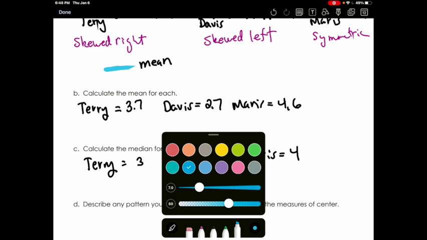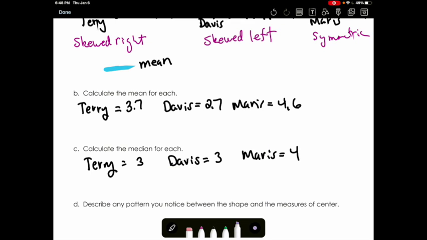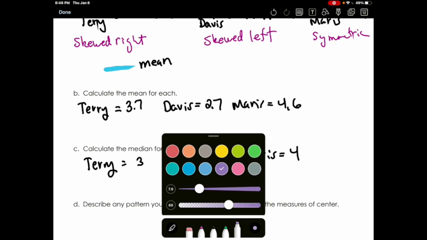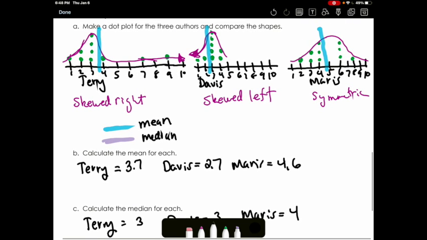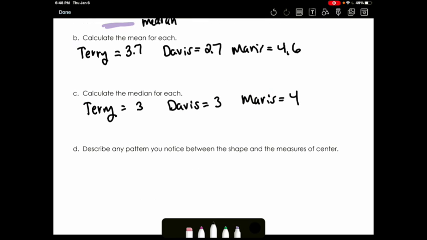Let's draw the median. Let's do, I don't know, purple, something different. So we're going to do the purple is the median. Okay, so when we draw the median on here for Terry, hers is going to be at 3, and then Davis is at 3 as well. And then Maris is at 4.